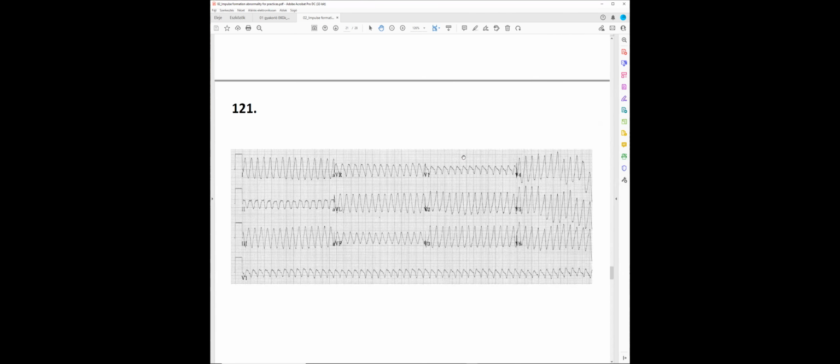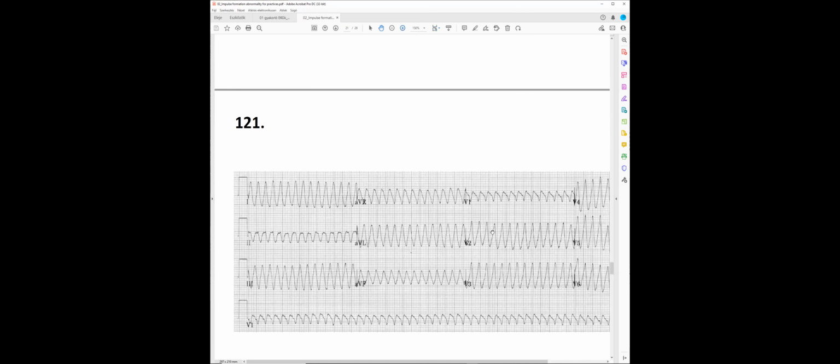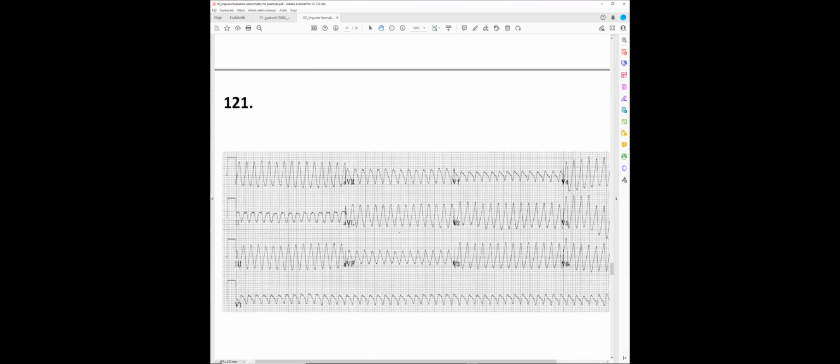Okay, it's yours. I think it's irregular ventricular activity, so I think it's ventricular fibrillation. Nope. If you had ventricular fibrillation, there would be bizarre QRS complexes. It looks like they are shivering or something.